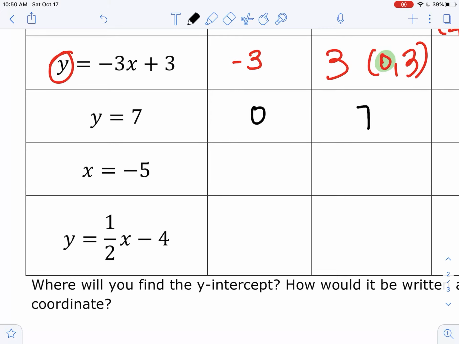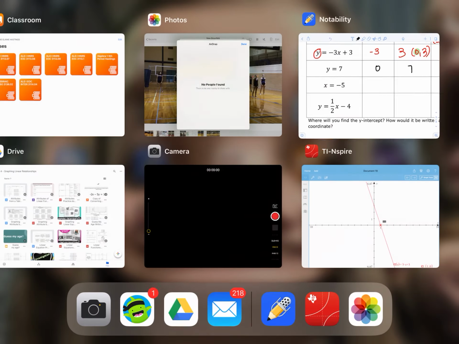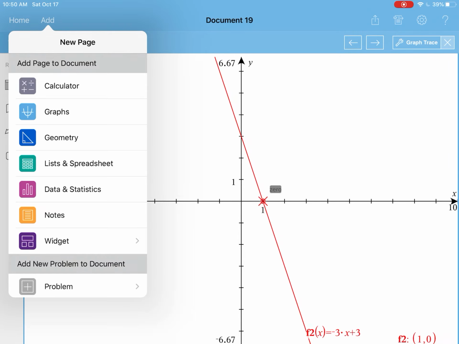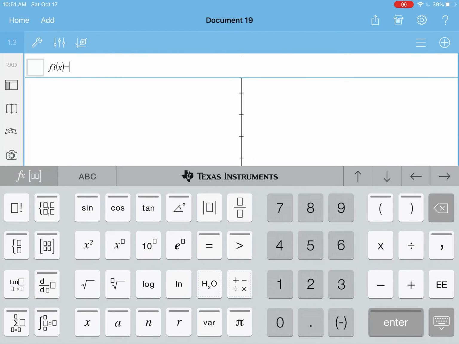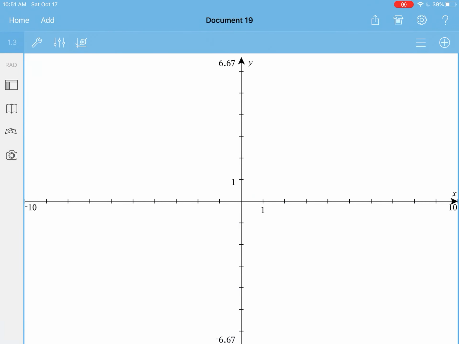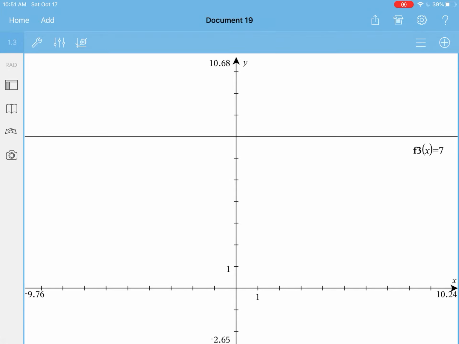But it might make more sense for me to show you what this looks like as a graph. So I'm going to come over here, add a graph, and then again, f of x means the same as y, so I'm just going to plug in that 7. Scoot it down a little bit. And there is our horizontal line.